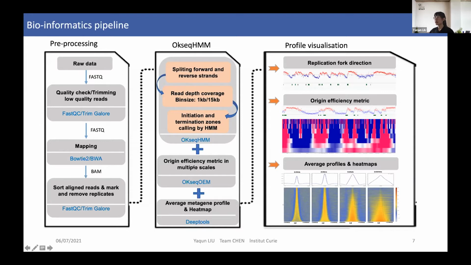The second function is to calculate the delta of D to get the origin efficiency metric at multiple scales, to see the dynamic RFD transition. And the last function is to plot the average meta profiles and the corresponding heat maps for regions of interest. The outputs such as RFD, OEM, IZs, etc., are easily visualized in genomic visualization browsers like IGV and can be used for further downstream analysis.